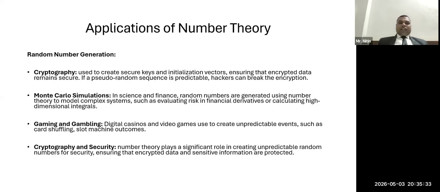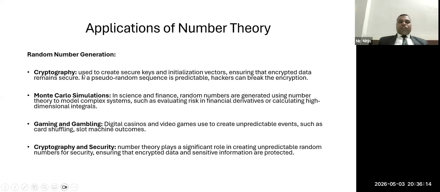Then the second application of number theory is random number generation. Guys, number theory is used in random number generation. Yes, we need to use this concept in cryptography itself, for generation of random numbers. Number two, Monte Carlo simulation. Number three, gaming and gambling. Number four, cryptography and security. So, number theory application: generation of random numbers. Okay, so in cryptography, we generate random numbers.